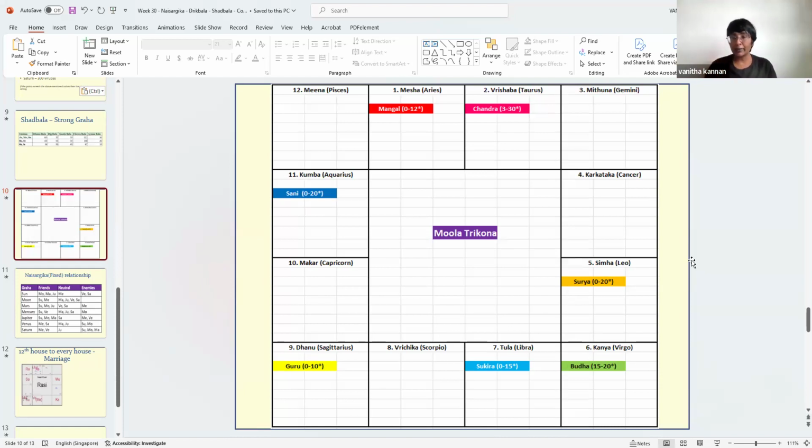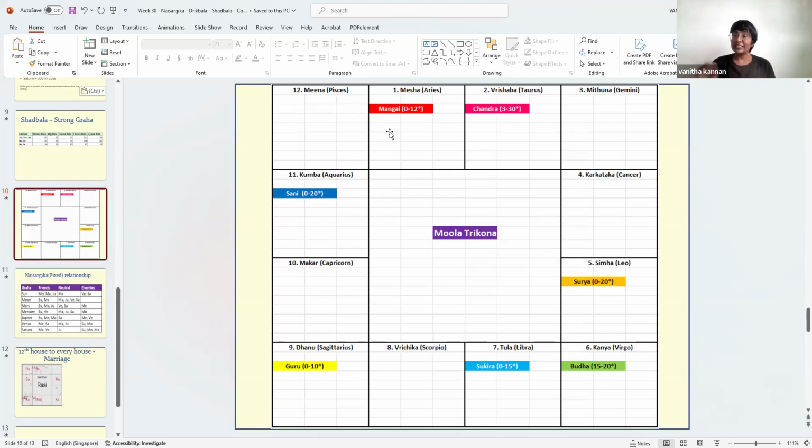Okay, let's go one by one. For Mars, which is the Mula Trikona? Mars owns 2 houses, right? One is Mesha, the second one is Vrischika. Among these, Mangal, the Mars, will feel very good in Mesha Rasi only. That too, in 0 to 12 degrees, he feels highly excited and it's a favorite place for him. That is the Mula Trikona.